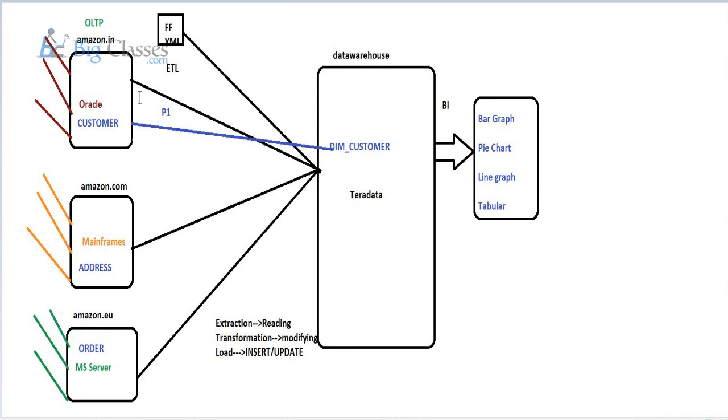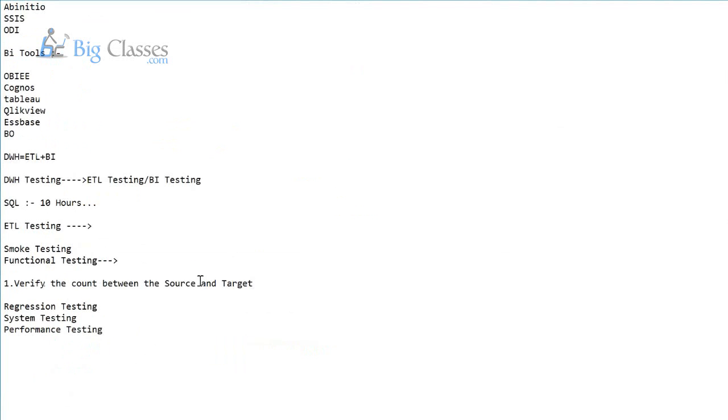So how do you validate? Here we'll write a query and understand how many records are there in the customer table, and here also we'll write a query and understand how many records are there. If both the records are matching, that means your program doesn't have any error. Otherwise, your program has goofed up some data. It has rejected the data, or it has filtered some data because of some errors. So that way we will validate the count between the source and the target.